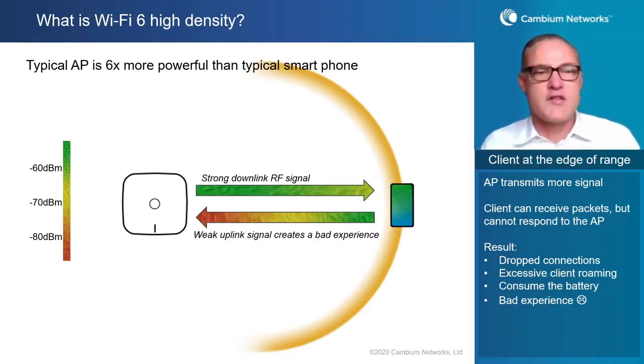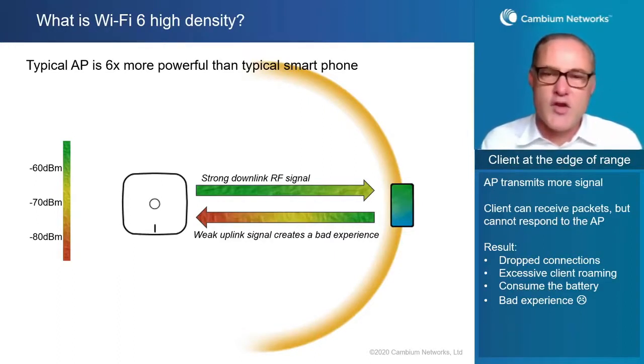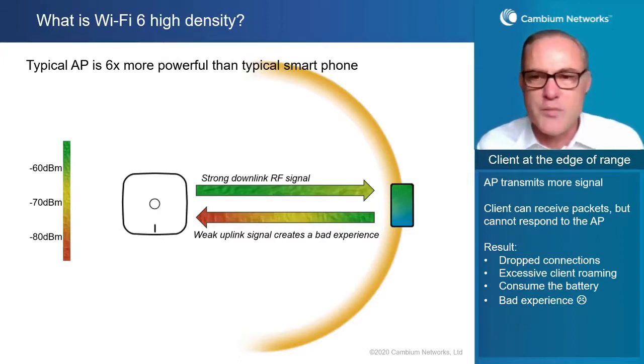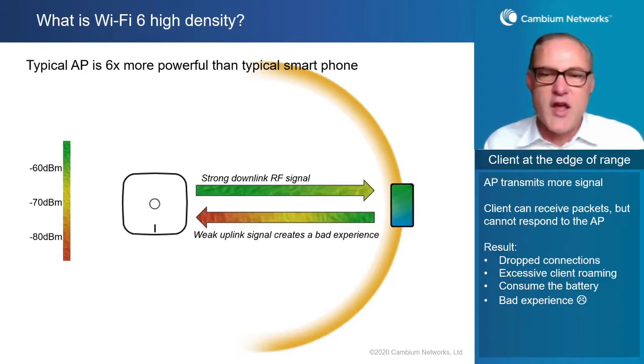So what happens when a device is over here on the edge of the network and the access point is over here? The problem is that the access point can transmit about 6 times more signal than a typical client device can transmit. So the client can receive the signal, but it can't transmit back very easily. This leads to lots and lots of problems. This is really the number one issue in troubleshooting a high density network: the cell size itself, the size of the broadcast cell from the access point, is just too large. The AP is transmitting too much signal and the client cannot return the packets, cannot respond.